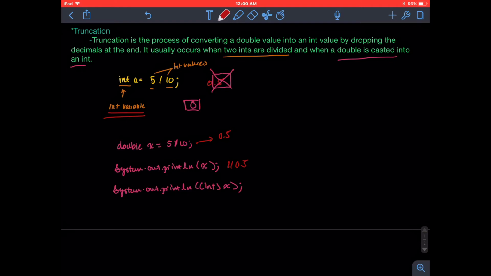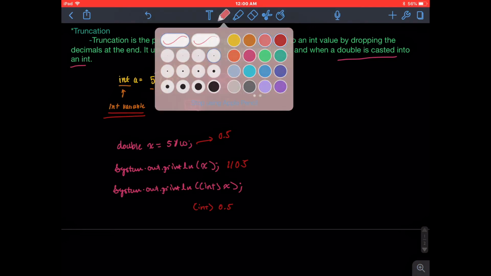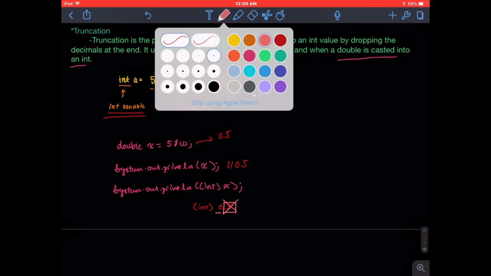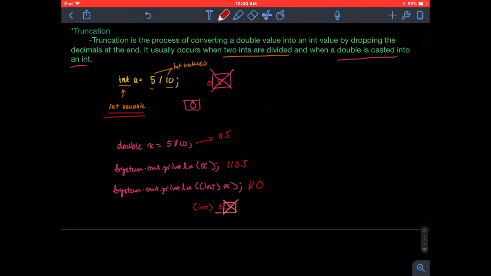Now system.out.println integer x, so we're actually casting the double value x into an int value. So we're treating the double x as an int. Since x is a decimal value, 0.5, and we're treating it as an int value, well, what do we know about ints? It only holds whole numbers. And what happens when a decimal number is put in an int? We truncate. So we simply take this 0.5, drop the 0.5, and we get 0. So the outcome is 0. And that's how we truncate or use truncation when we cast a double into an int.